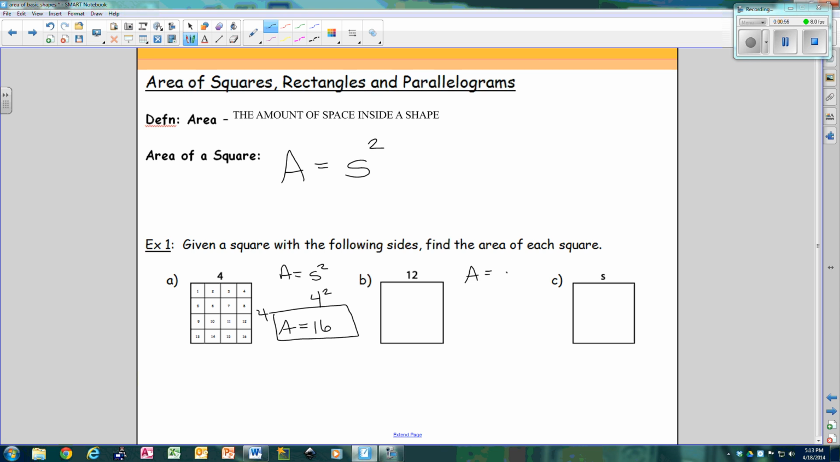So area would be side squared. Area would be 12 squared. 12 squared is 144. So your area is 144. Now what about this one? If this side is S, then this side is S. So your formula would be S squared. And that's how they come up with the formula.